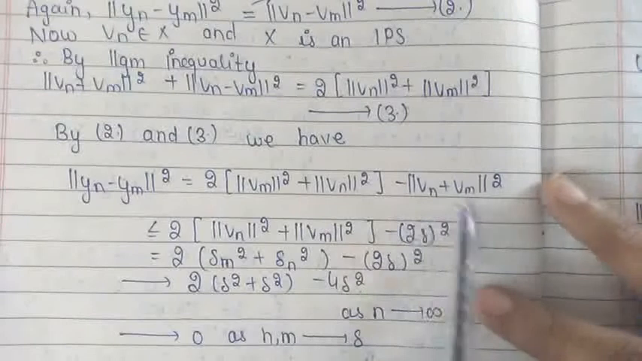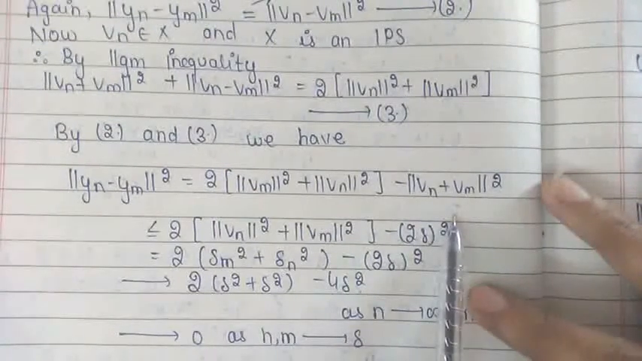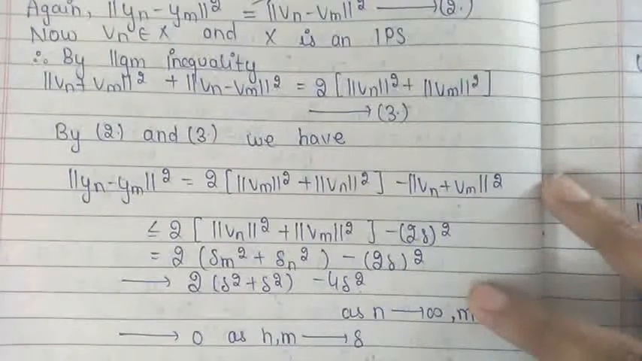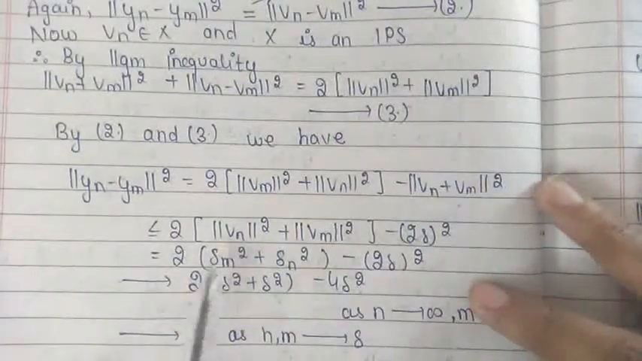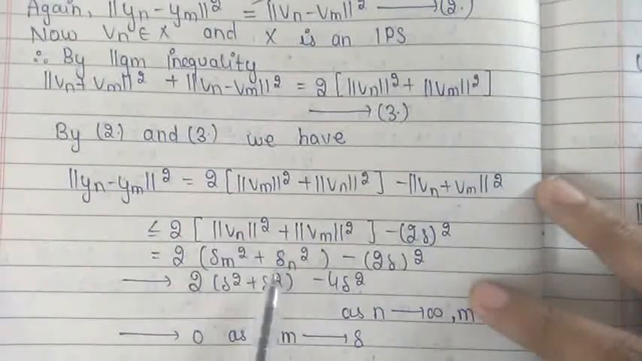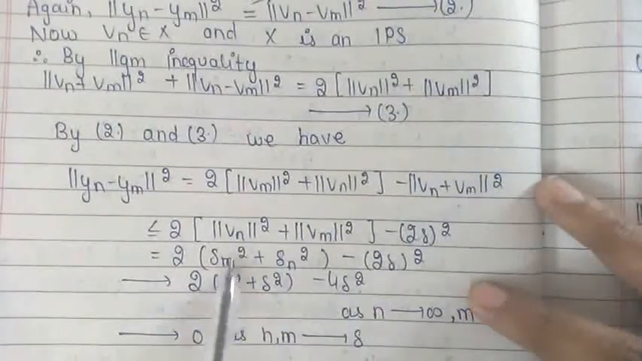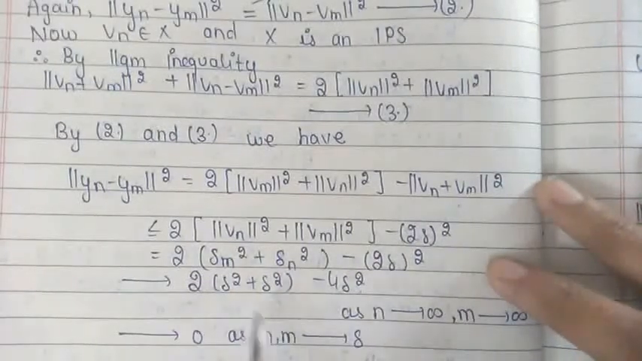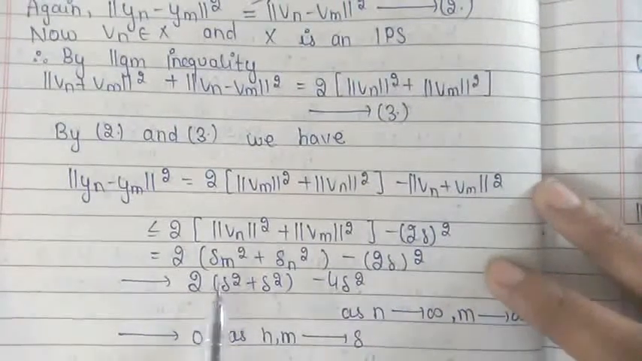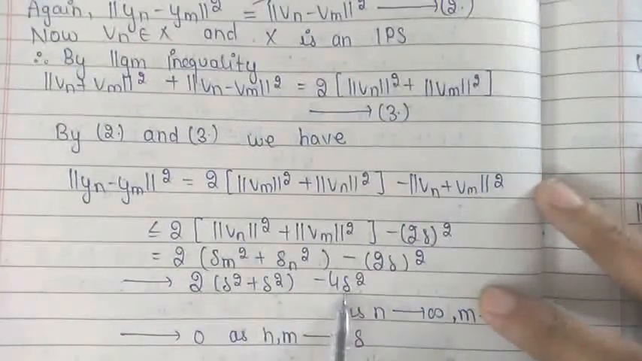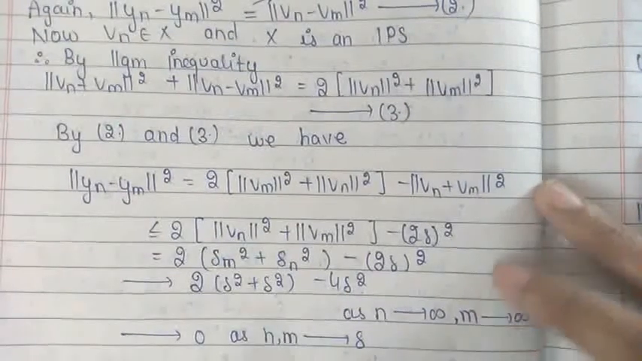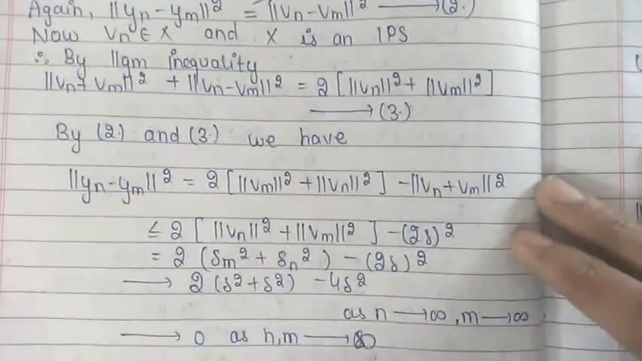Now substituting the value of Vn plus Vm norm which we have already obtained, Vn plus Vm norm is greater than or equal to 2 delta. So if you multiply with a minus sign, that becomes less than or equal to minus 2 delta. Putting the values, Vm norm is delta m and Vn norm is delta n. As n approaches infinity, delta n approaches delta, and as m approaches infinity, delta m approaches delta. So this will become 2 times delta square plus delta square minus 4 delta square, which approaches 0 as n and m approach infinity.